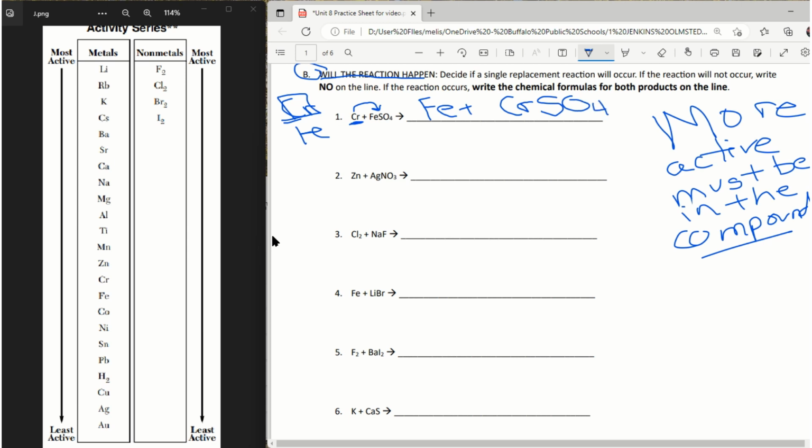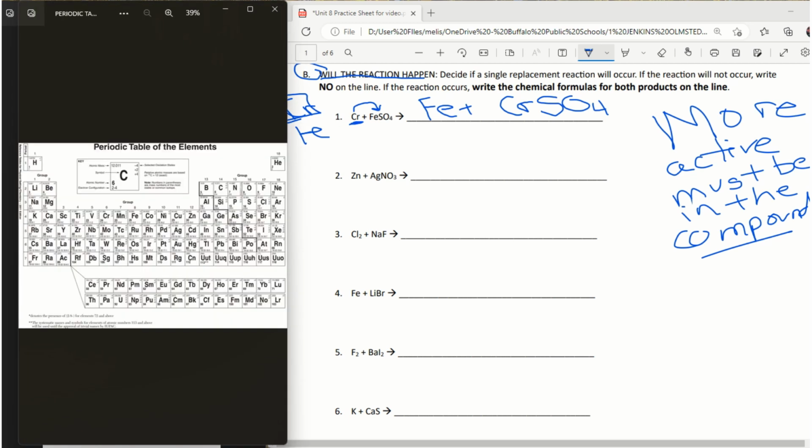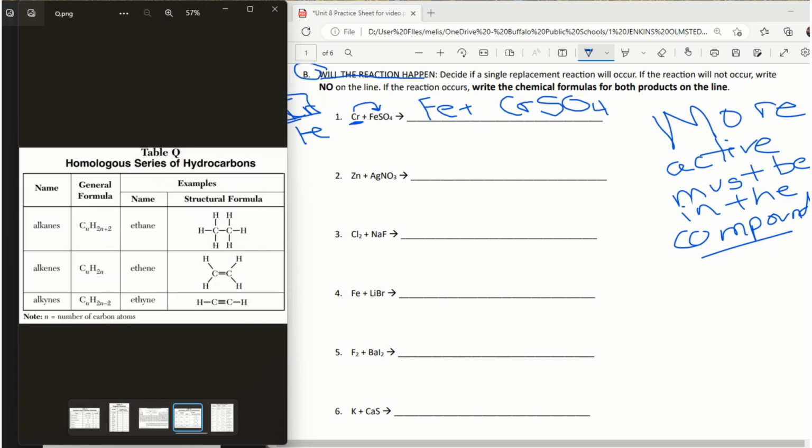SO4. Now, I do have to check to see if this formula is right. Okay, so in that case, I have to look at the periodic table. And when I open the periodic table, I'm looking for charges. Okay, so let's just make this a little bit bigger.